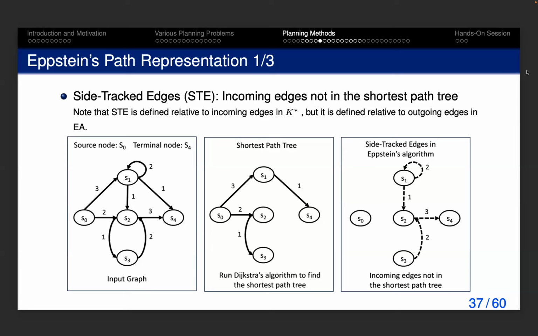After running Dijkstra's algorithm, this is the shortest path tree, and the optimal path is going to be S0, S1, and S4 with cost 4. The remaining edges, denoted by dotted arcs, are all sidetrack edges. By convention, this follows the incoming edge convention shown in the k-star paper. If you happen to read Epstein's paper, it's reversed; he defines it with respect to the outgoing edges. It's the same, but it's easier to see this way when it comes to A-star search, because you keep generating the search space in a forward way when you run the A-star algorithm.